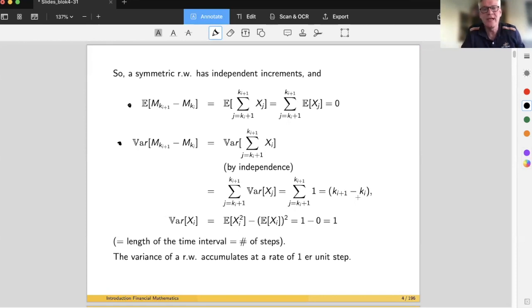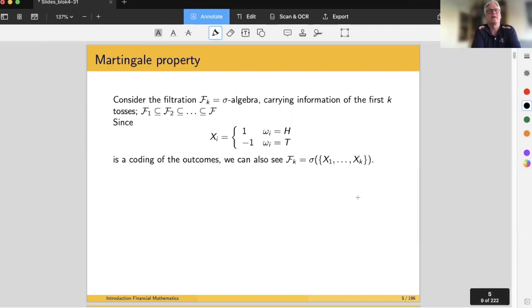Another property that we really like is the martingale property. We mentioned that we'd like to price a financial derivative in a fair way, and mathematically fairness is connected to the notion of martingale. So let's look at the martingale property of a symmetric random walk. When we talk about the martingale property, there's always an associated filtration. So let's consider the following filtration, the one that we have seen before. F_k is the sigma algebra carrying the information of the first k coin tosses. So F_1 is contained in F_2, is contained, etc. If we know the first 2 coin tosses, then we know the first one, etc.